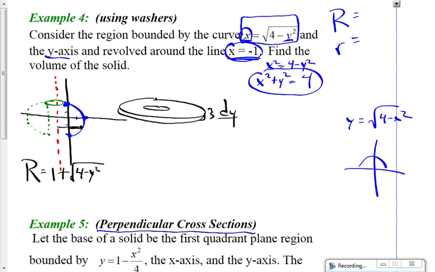We'll set up another one here if we have to in just a minute. Okay? What's little r? This one's easier. 1. Okay? Question?